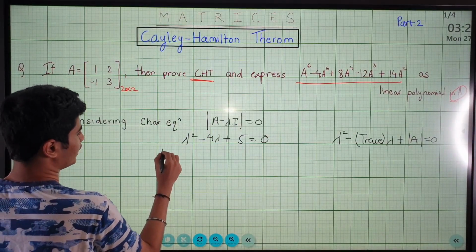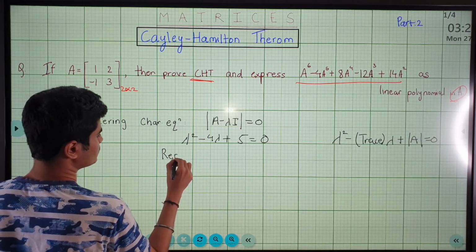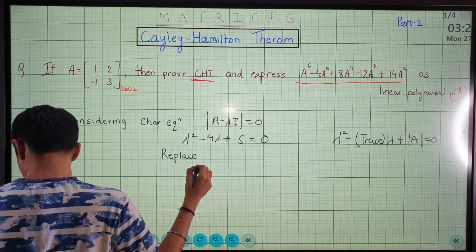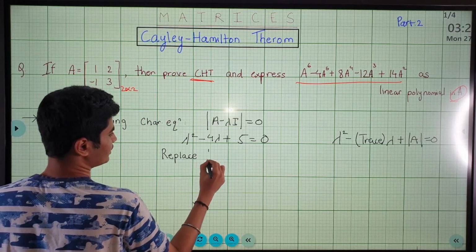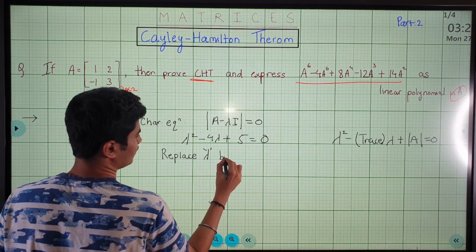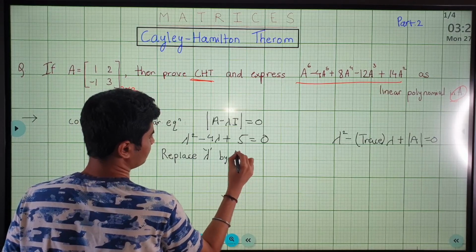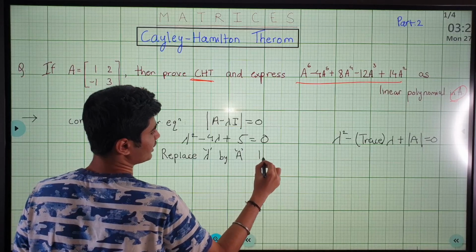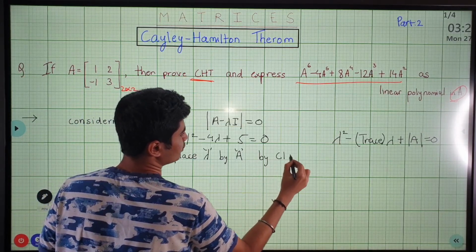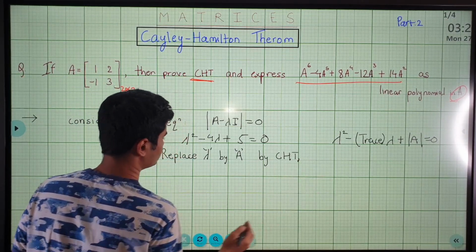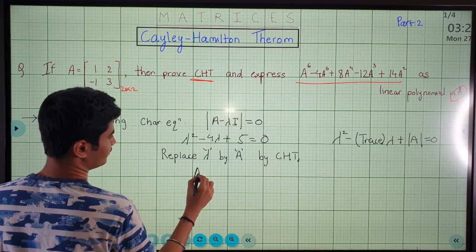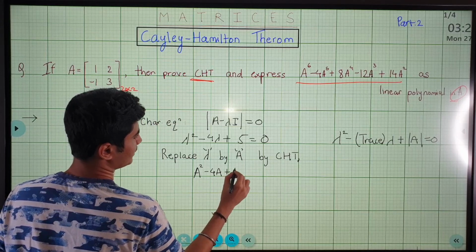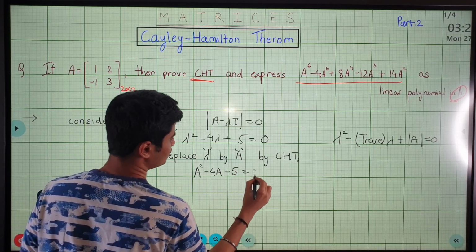So we are just going to replace lambda by A, by Cayley-Hamilton theorem. So we get the characteristic equation as A² - 4A + 5 = 0.